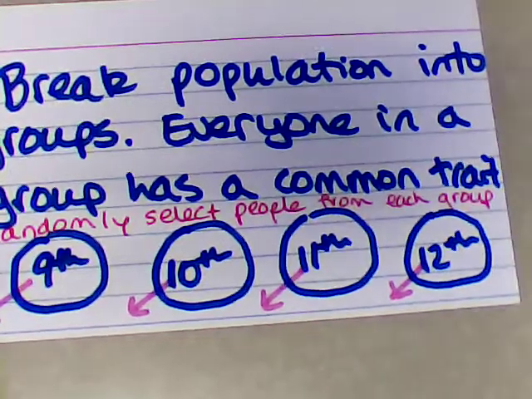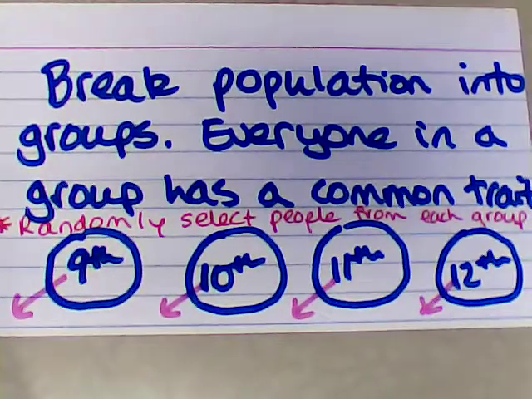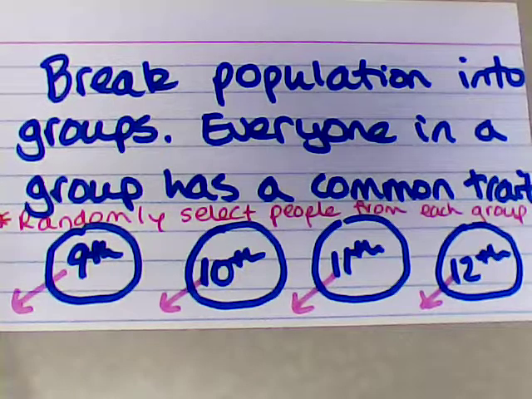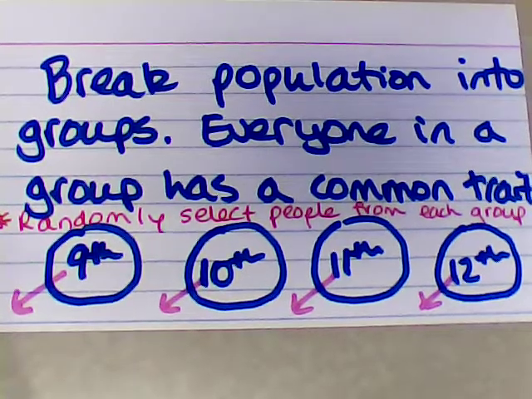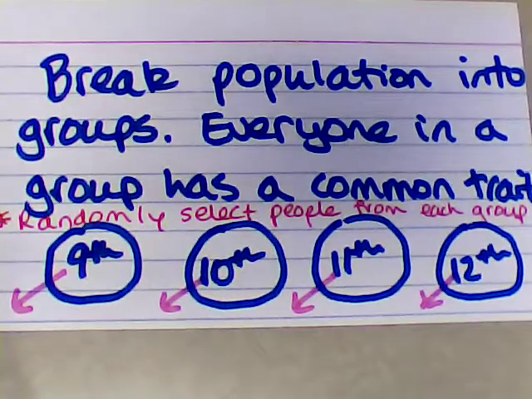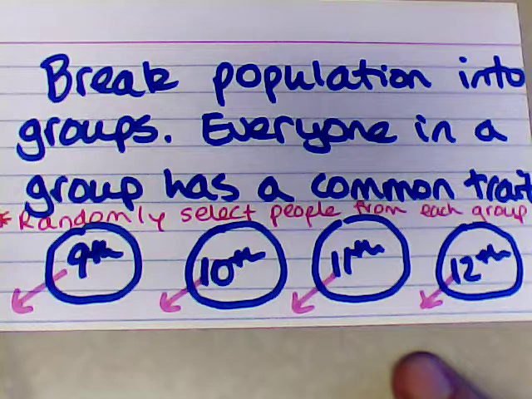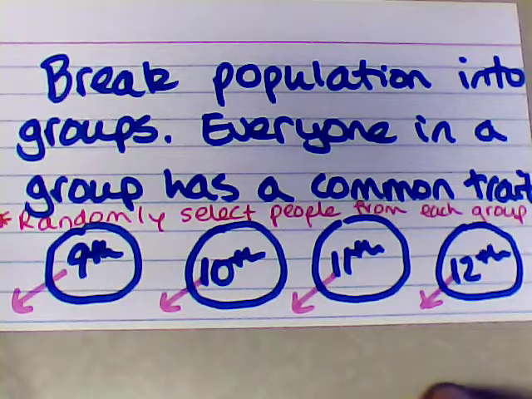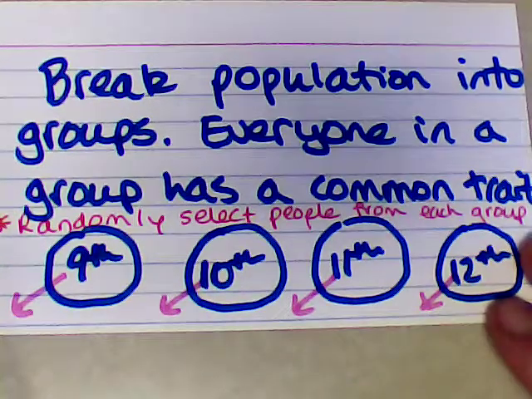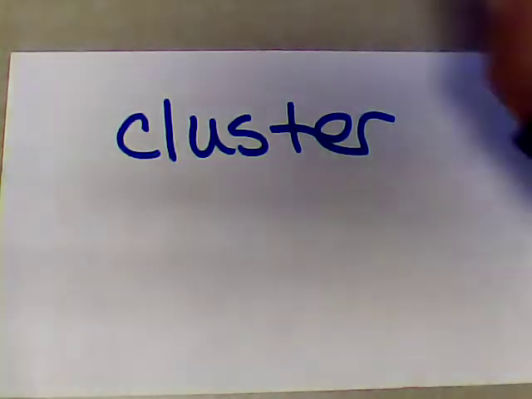You could also break populations down by gender, by how you get to school, whatever you think is important. If you think indeed there's a variable that's important and you want to make sure it's represented in your sample. So that is stratified. Another one that looks similar is called a cluster sample.